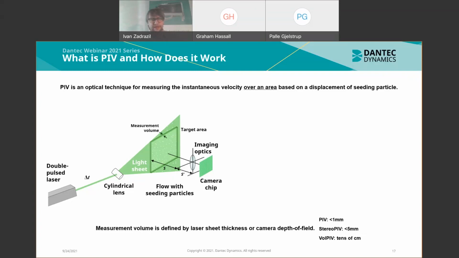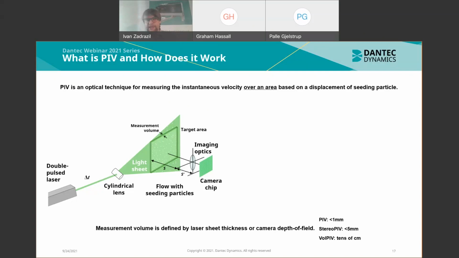And also we have something which is called measurement volume. This is the volume over which we measure. We are producing a 2D laser sheet to illuminate an area. However, that has some thickness. And this thickness is actually quite important, especially when it comes to different types of PIV, or to three-dimensional flows, because flows are not two-dimensional, they are three-dimensional.